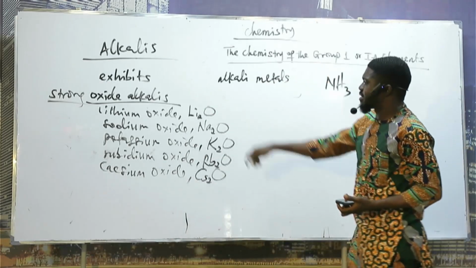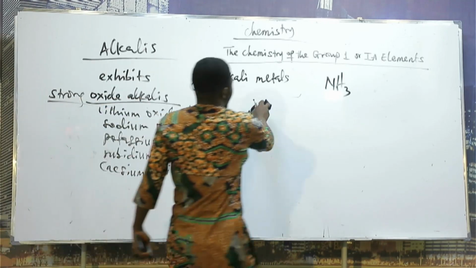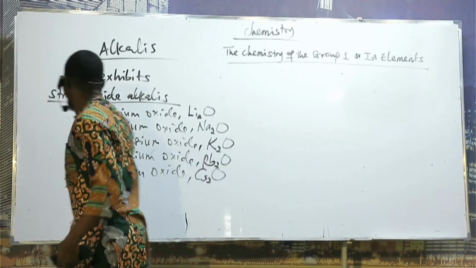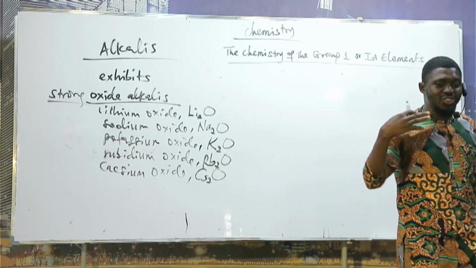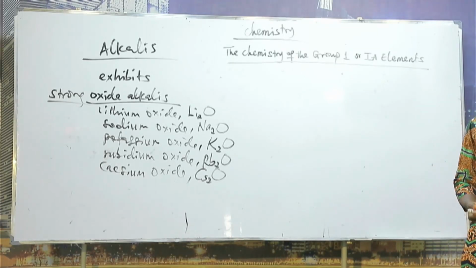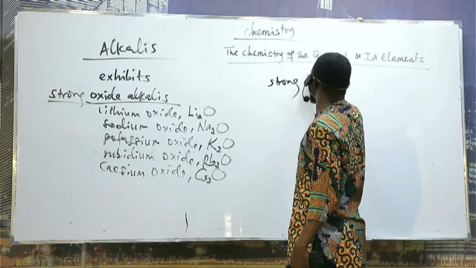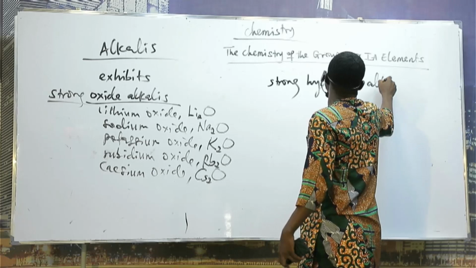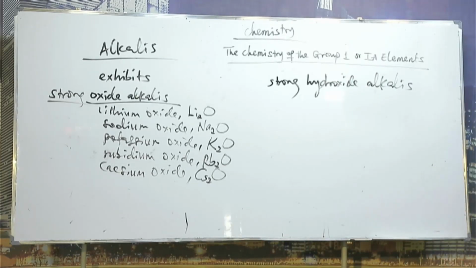So you can see all these things, they are alkalis. Let me also give you this so that when you're talking about alkali, you should know an alkali can be an oxide. It could be a salt. It could also be a hydroxide. So we have strong hydroxide alkalis. These ones are hydroxides. So that you can now understand why the group 1 metals are called alkali metals.